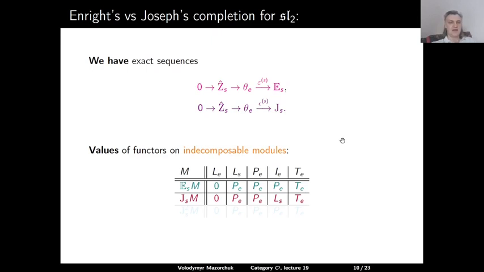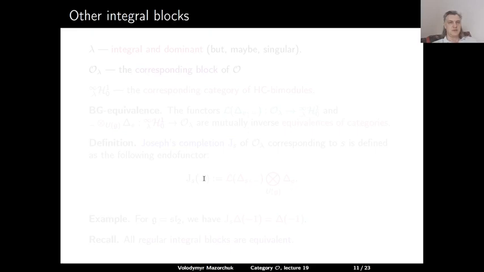And already here, we can see that if we take Joseph's completion twice, we get L_E sent to 0, L_S and P_E sent to P_E, I_E sent to P_E, and T_E sent to T_E. So if we just compare values on modules, the square of Joseph's completion gives us the same outcome as Enright's completion. Joseph's completion can also be easily defined on other integral blocks. Let λ be an integral dominant weight, but now maybe singular. Consider the corresponding block O_λ of O.